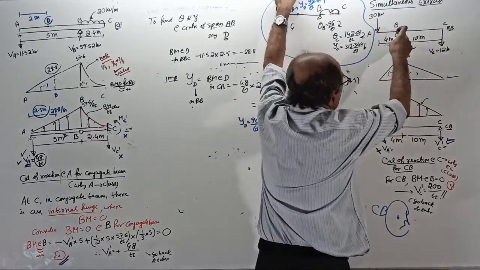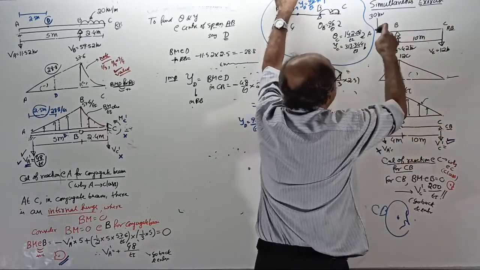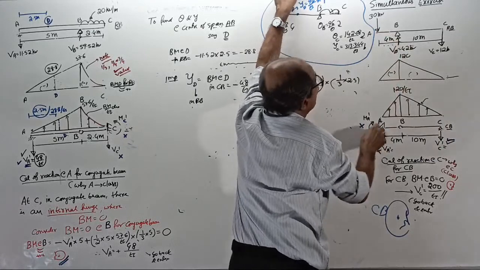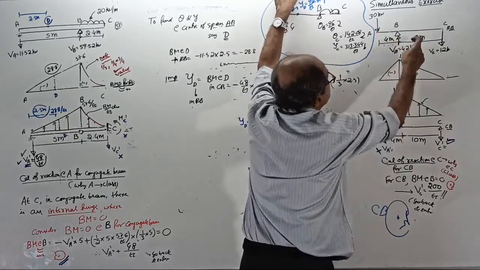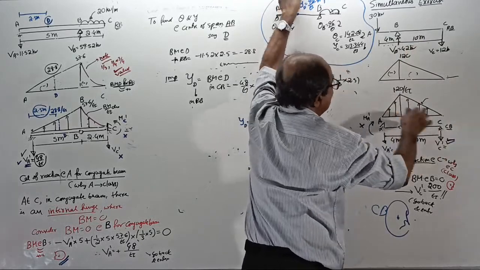Theta B in the real beam is the shear force here. Slope is shear force here. Look this side. Deflection is bending moment here. At the center here, shear is slope, and deflection equals bending moment here. If it is 120, 60 will come here. Look that side. Tell me.